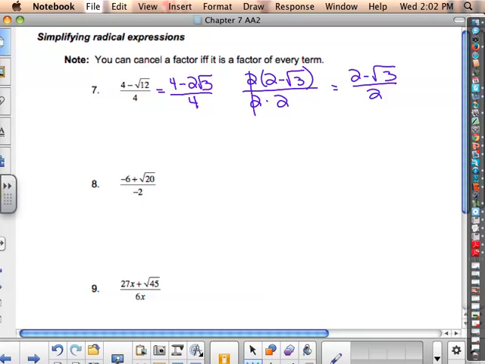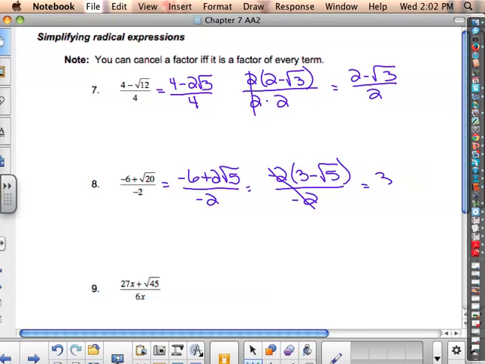In number 8, again, I have minus 6 plus the square root of 20. Square root of 20 is 4 times 5. 4 is a perfect square. Square root of 4 is 2, so that becomes 2 root 5 over negative 2. So in this case, I can factor out a negative 2. That's going to leave me with 3 minus the square root of 5 over negative 2. The negative 2's cancel, and I'm left with 3 minus the square root of 5.